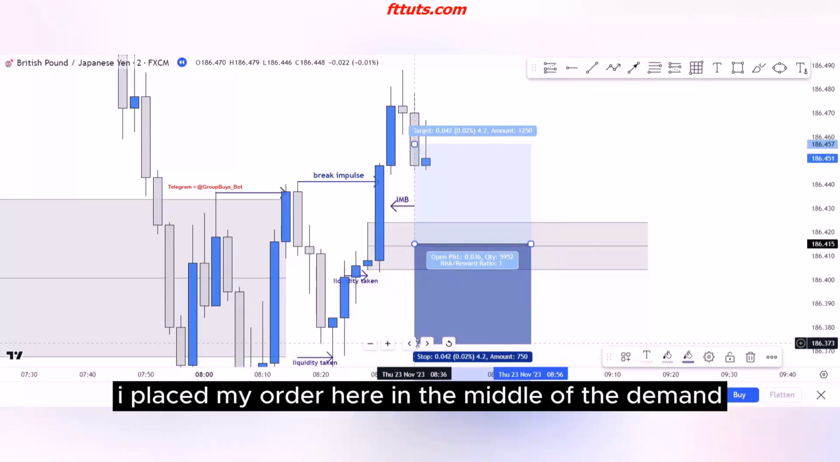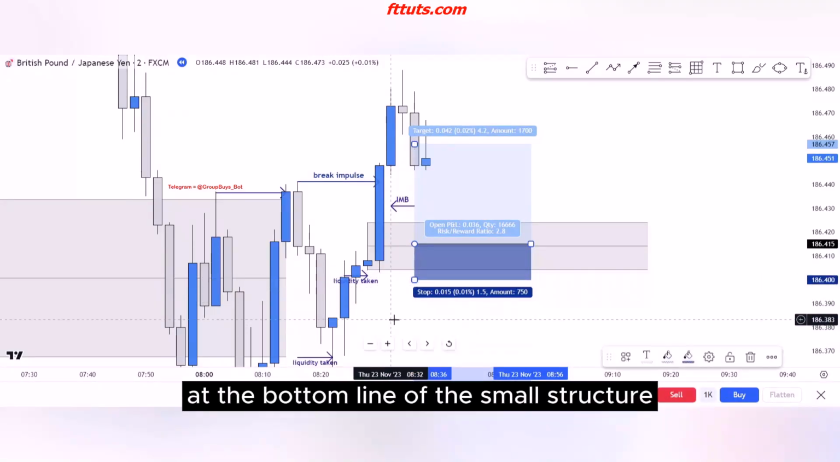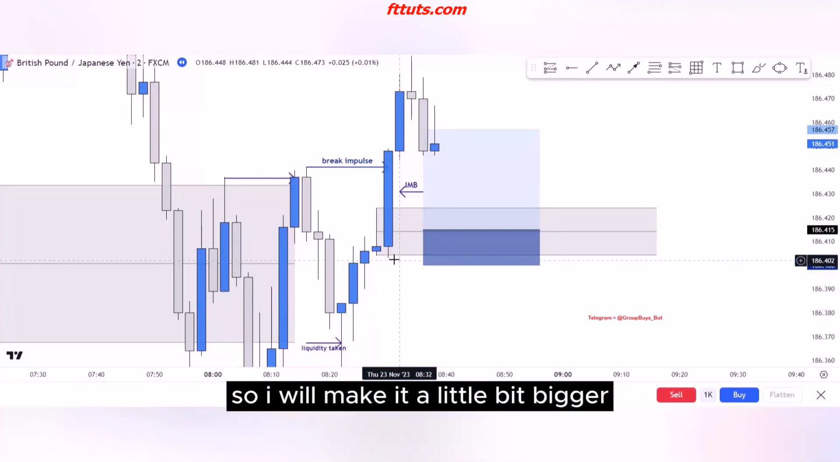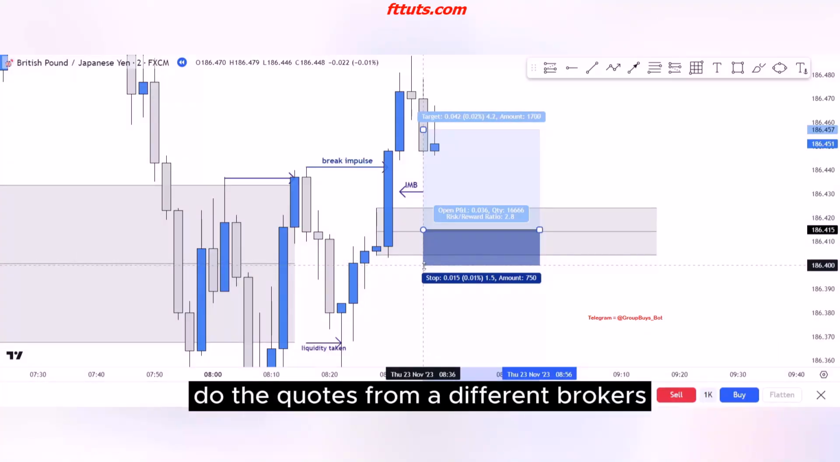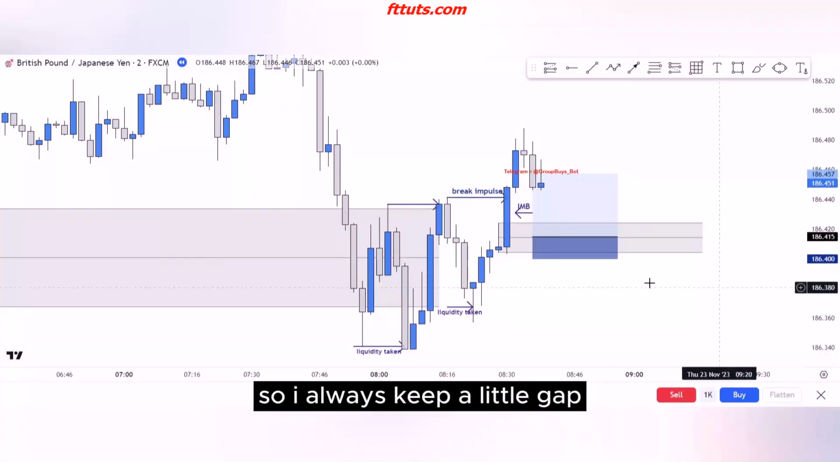I placed my order here in the middle of the demand. I put a stop loss at the bottom line of this small structure, but the stop loss is very small, so I will make it a little bit bigger. Sometimes there is a price drift due to quotes from different brokers and differences in conversions, so I always keep a little gap.